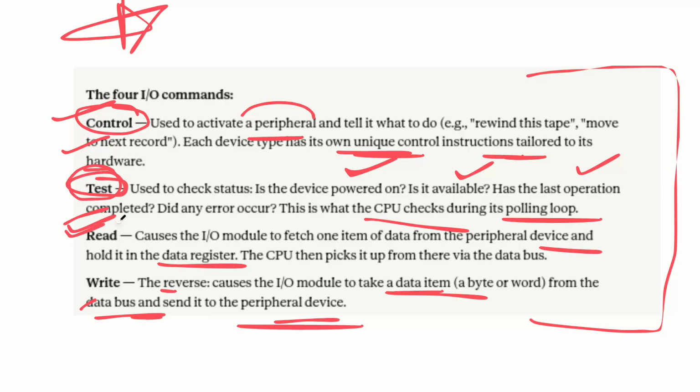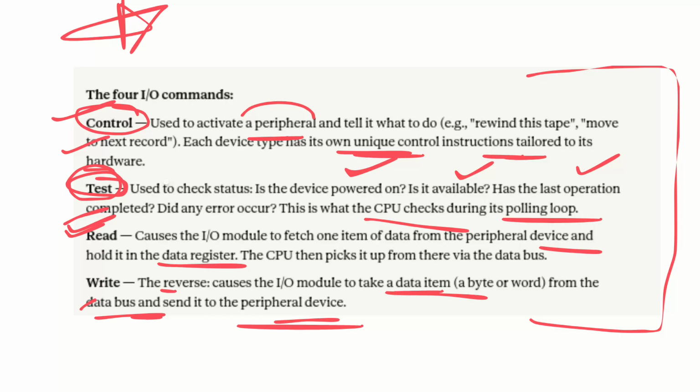Read means what? Whatever the peripheral device has, that data has to be fetched. One item of data from the peripheral device is taken and held in the data register. The CPU then picks this through the data bus. Write means what? The IO module has to take a data item, that is a byte or a word, from the data bus, and put it to the peripheral device.